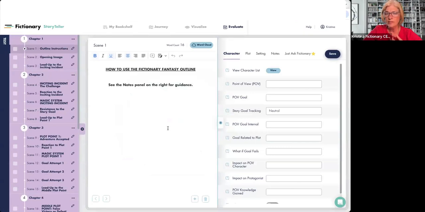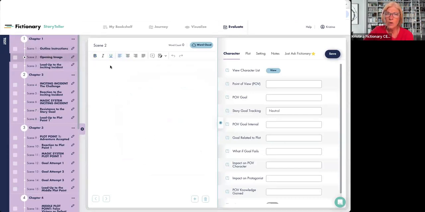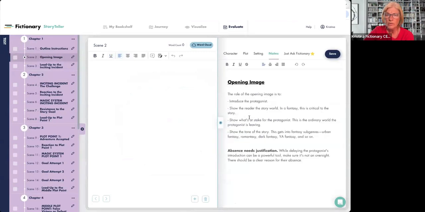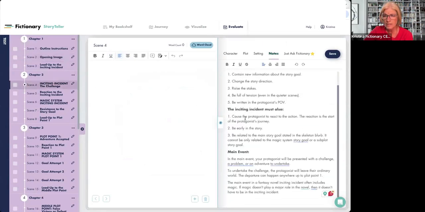You're going to build your story based, or you're going to edit your story based on these, and anybody starting new can start new with these. Same as all of the other outlines, we've got the notes here that talk about what each scene is for. And as we go through them, we look at the inciting incident. So at the bottom here, we've got what's the main event and what it is for a fantasy novel.